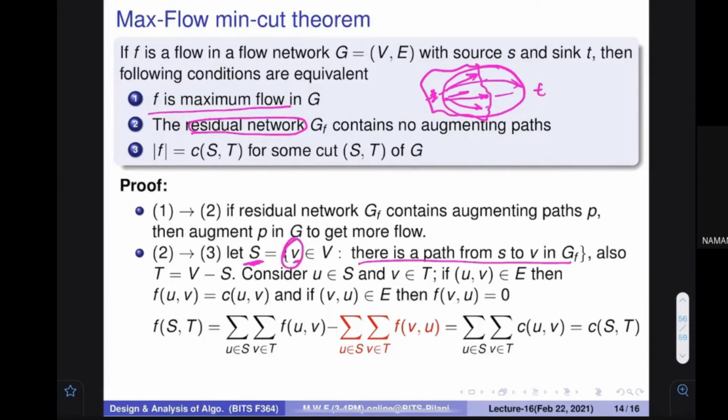So you create this S, and you say that capital S is a set that contains the places where I can reach. Similarly, you can define the T. It is just V minus S. You can define T is equal to V minus S. Then what is the capacity? Here in this particular case, a very important line is that F of UV is equal to C of UV.